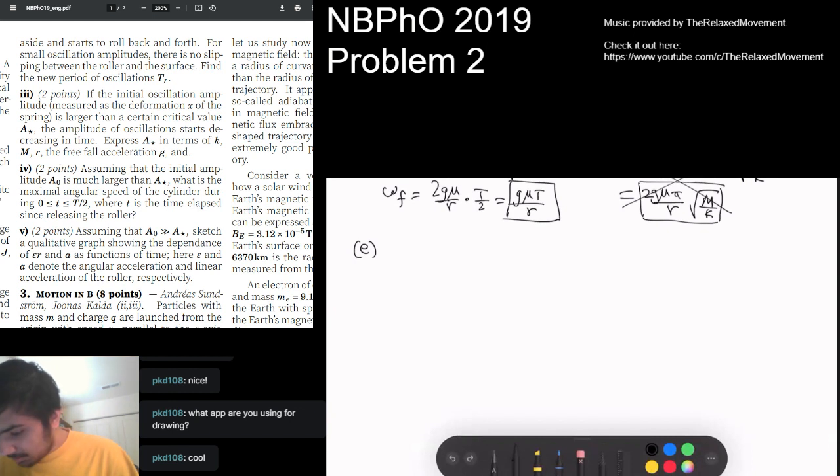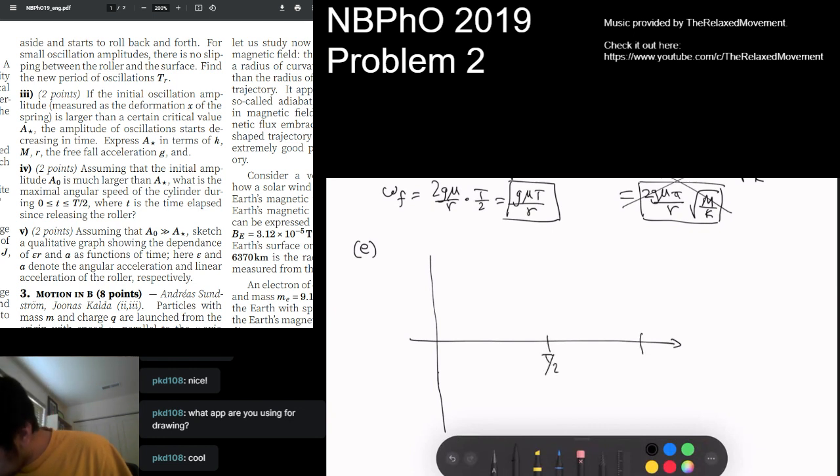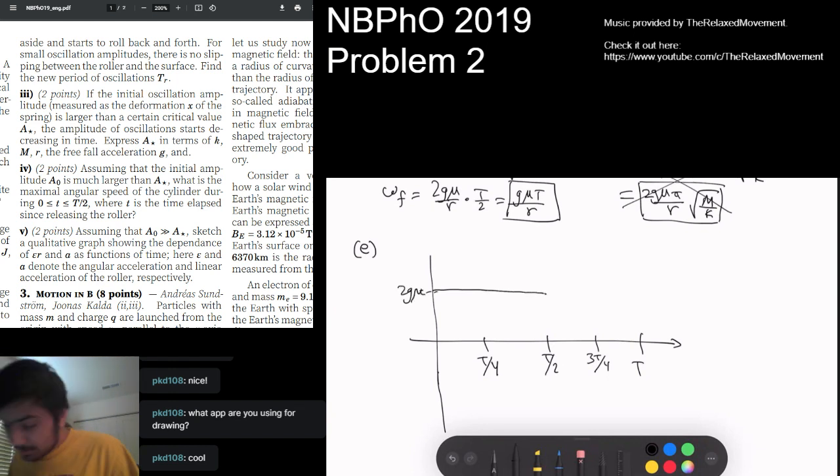Okay, so I think we want to have positive and negative. The angular acceleration is first constant at 2g mu. This is 2g mu, I guess to the left. But once the thing starts going the other way, it would just be the other way, I think. So then it goes like this. This is minus 2g mu.